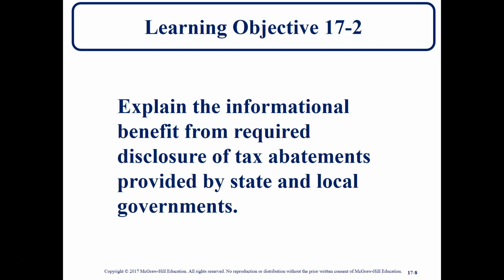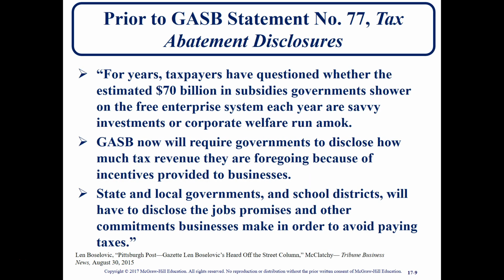Learning objective number 2. Explain the informational benefit from required disclosure of tax abatements provided by state and local governments. Prior to GASB Statement number 77, for years taxpayers have questioned whether the estimated $70 billion in subsidies governments shower on the free enterprise system each year are savvy investments or corporate welfare run amok.